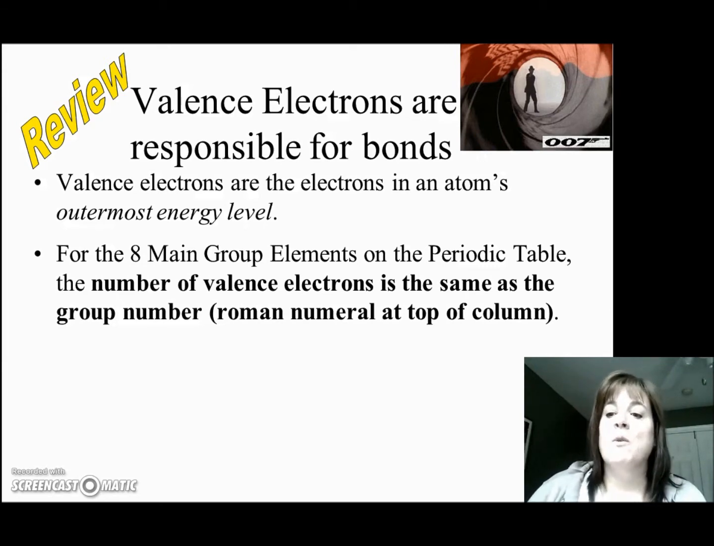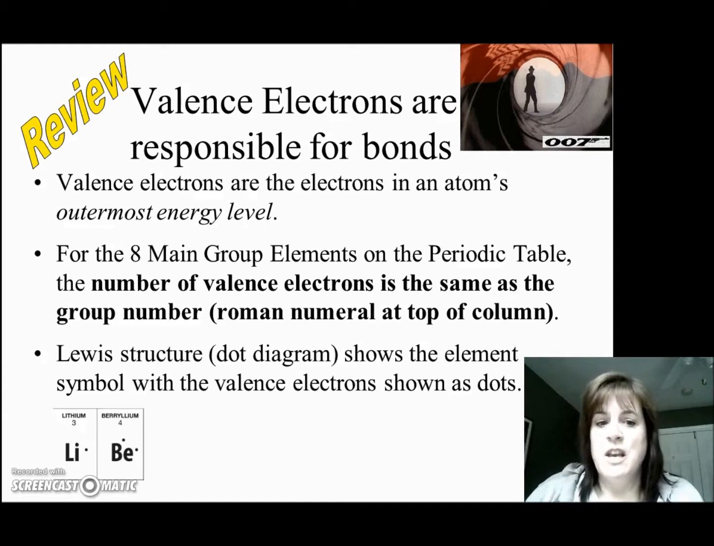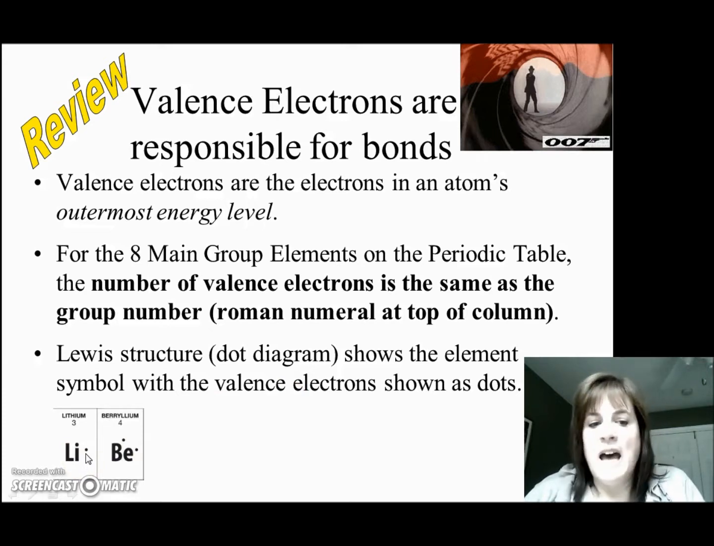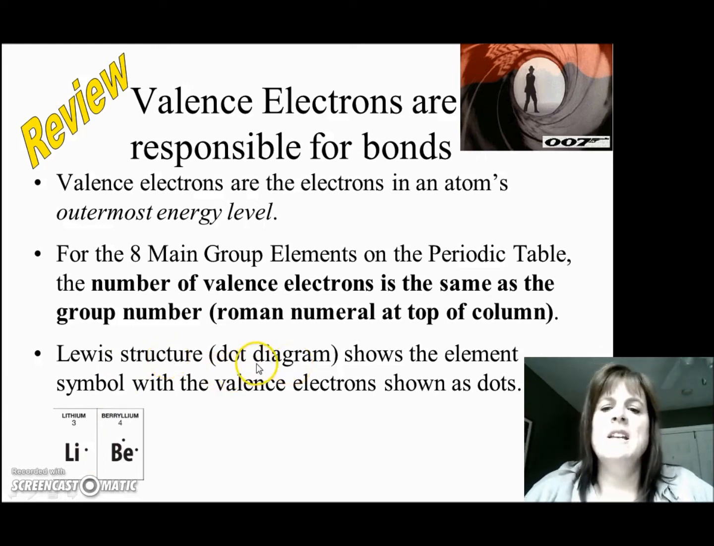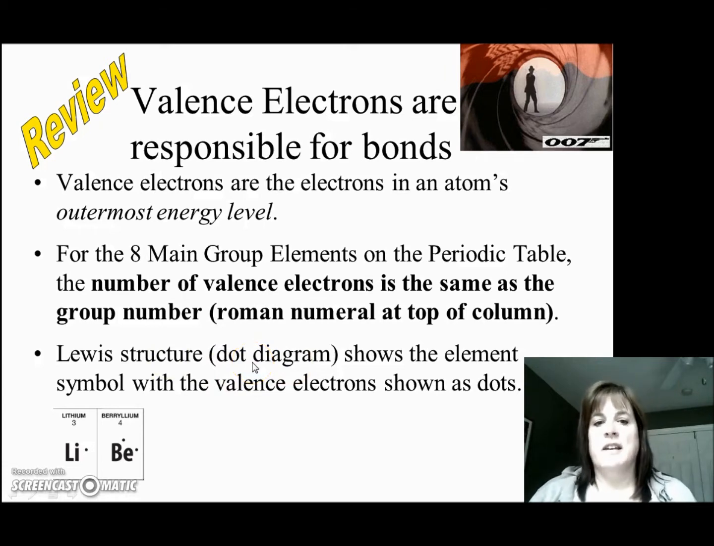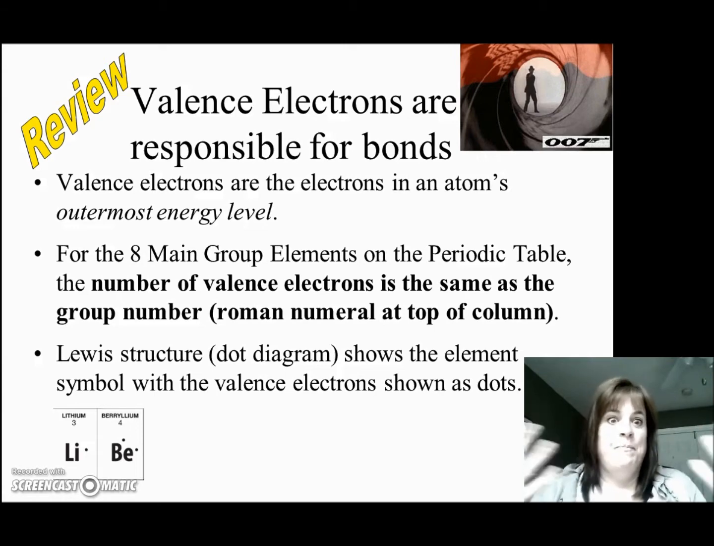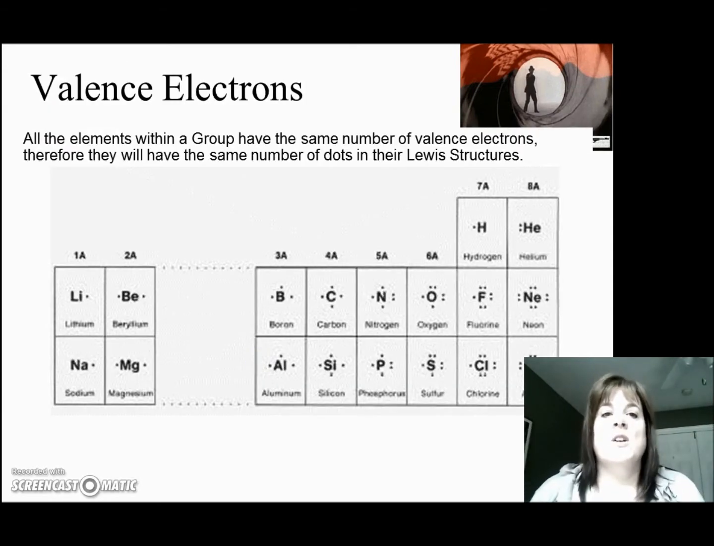So a couple units ago when we drew the dot structures, it looked like this. We found the Roman numeral on the top of the column, and that told us the valence electrons, and then we put a dot to indicate how many valence electrons there were. So a Lewis structure is also synonymous with a dot diagram, and it shows the number of valence electrons. We usually call them Lewis structures, though, when we're actually talking about chemical compounds.